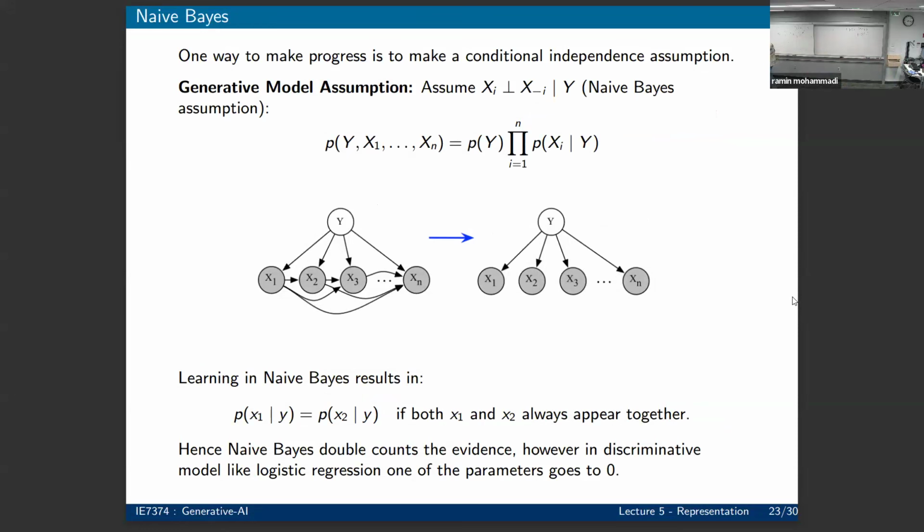The problem with naive Bayes is that if you think about spam classification, for example, and each x is a word, certain words might always appear together. So in naive Bayes, when you assume that these are independent of each other, you are technically double counting those probabilities, because certain words always repeat together. So you're always double counting for those words. That's something just to keep in mind about naive Bayes.